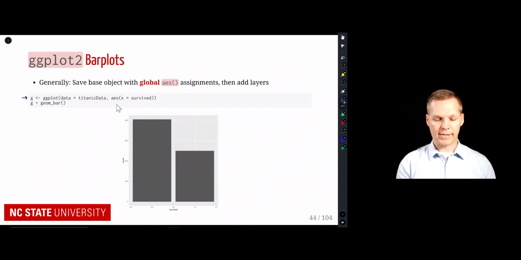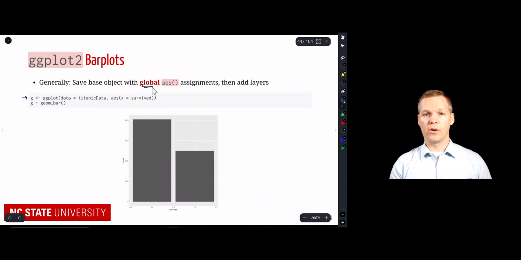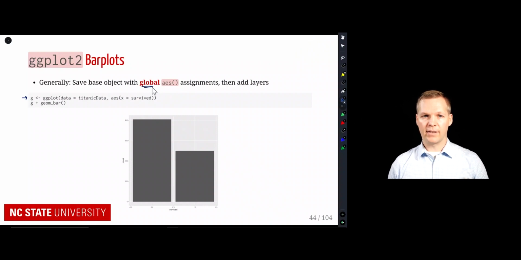Again, the aesthetics that we assign here are what we refer to as global aesthetics, which just means that these are going to be the aesthetics assigned for every subsequent layer that we add, unless we override them on that layer.